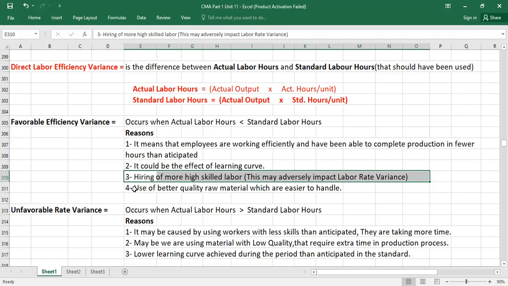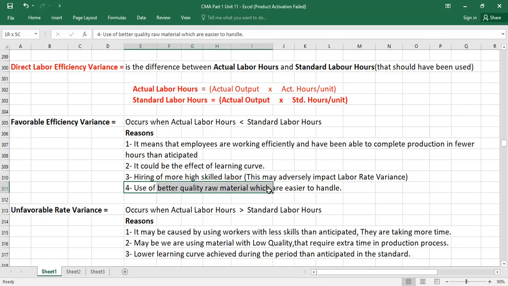Number four, the use of better quality raw material which is easier to handle. Of course, if you are buying high quality material, maybe it will become easy for the laborers to handle. So this could result in favorable efficiency variance.